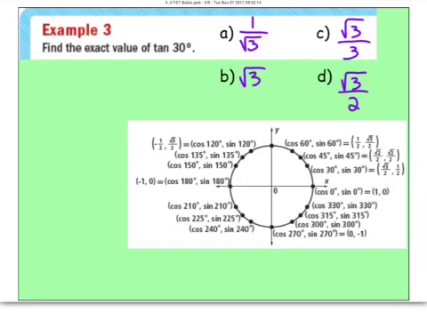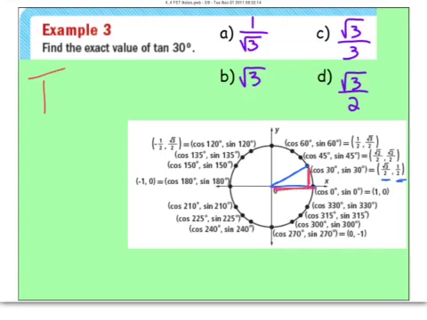Okay, here's a great question. Find the exact value of the tangent of 30. All you need to do is go to 30 degrees. 30 degrees is right here. This is cosine and that is sine. If I'd asked you cosine or sine, that's incredibly easy to answer. But I want tangent. Remember, tangent is rise over run. So to graph this, this is my rise and that's my run.